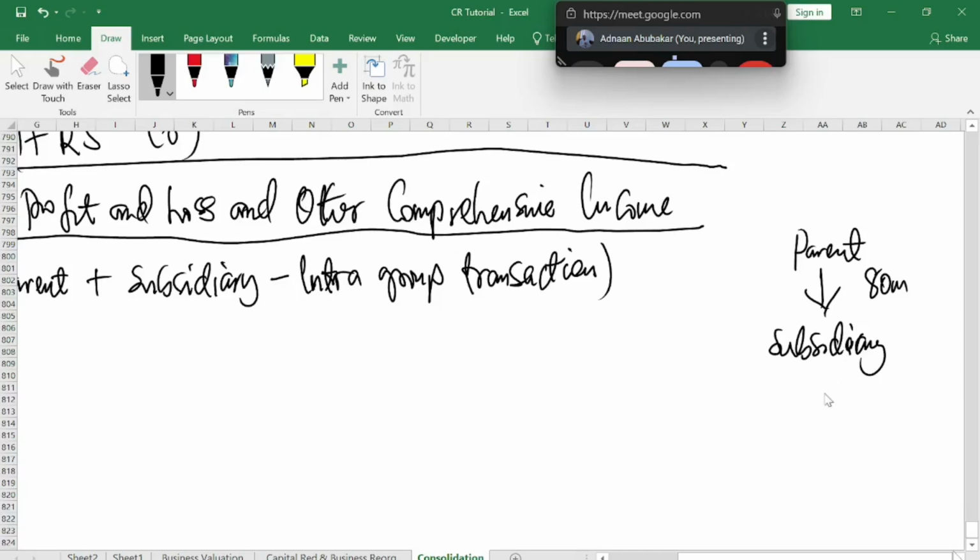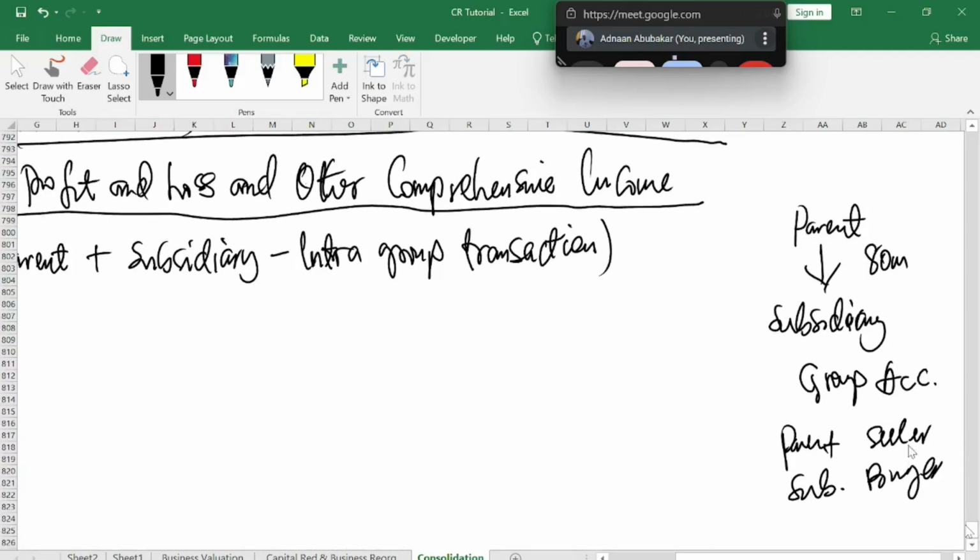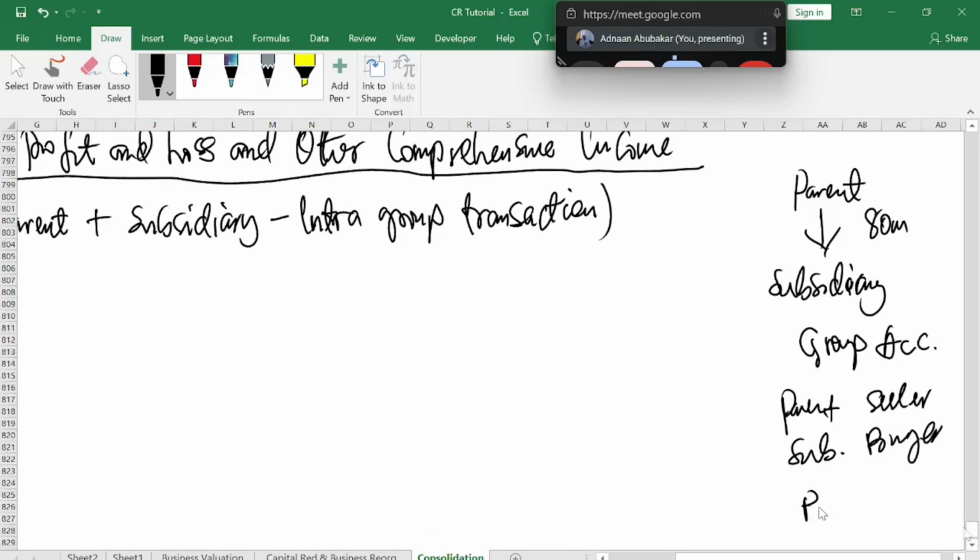When they are doing their group accounts, you see this 80 million will form part of their revenue. The parent is the seller, and the subsidiary is the buyer. When you do the group, we have parent revenue plus subsidiary revenue, and this 80 million will form part of the revenue here.